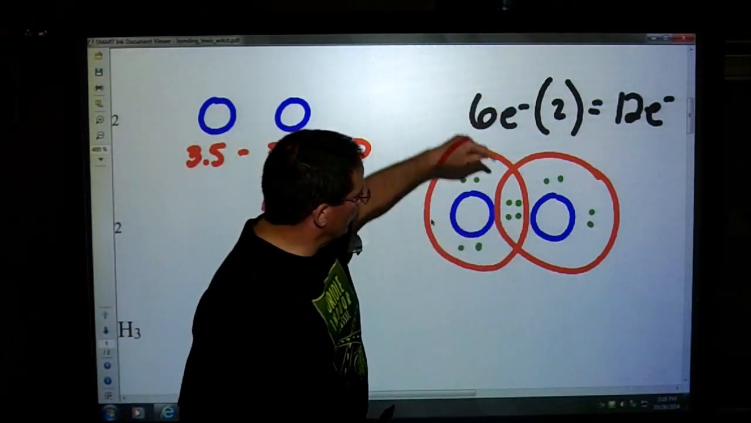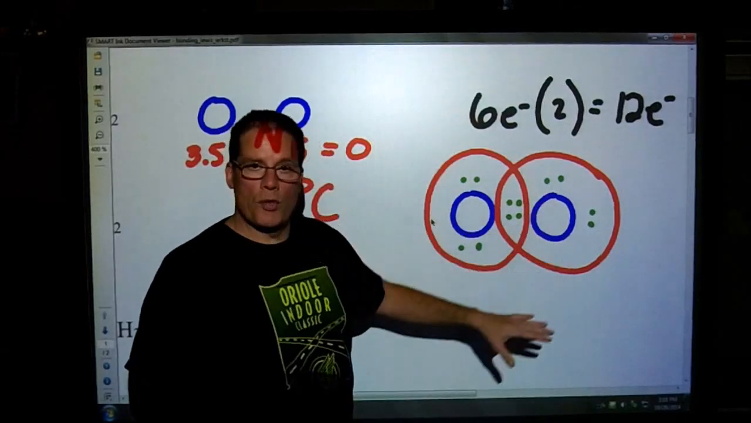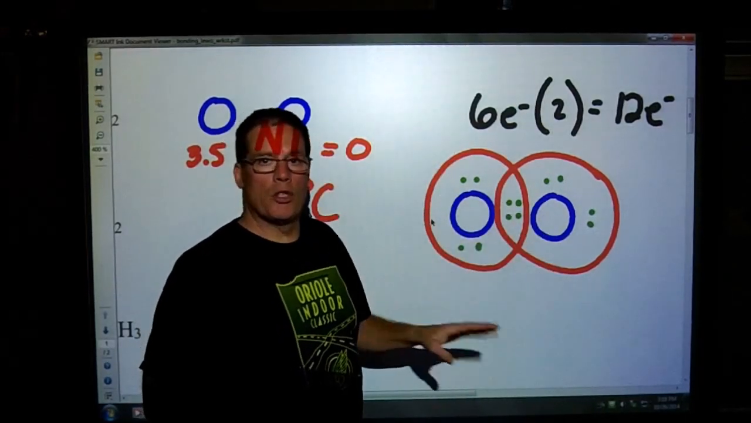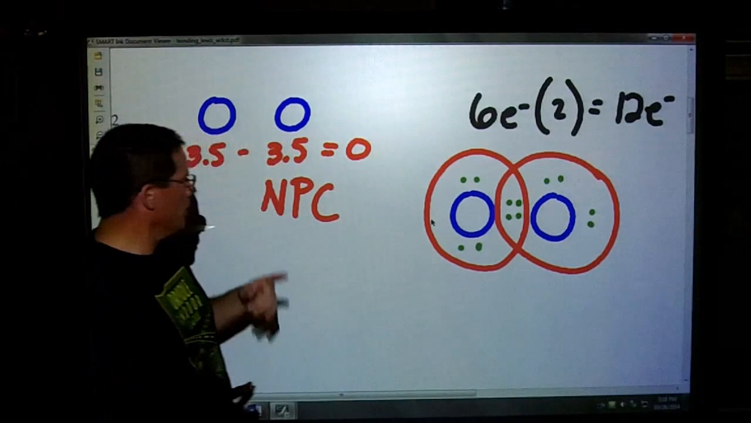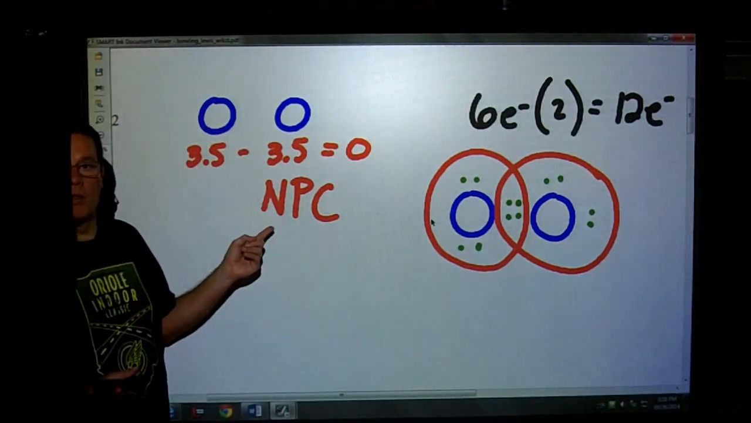So when we look at this, this is oxygen that has 8 electrons. And when you draw circles, again, the circles mean sharing. What kind of sharing? Well, in this case, it's equal sharing when we have nonpolar covalent.